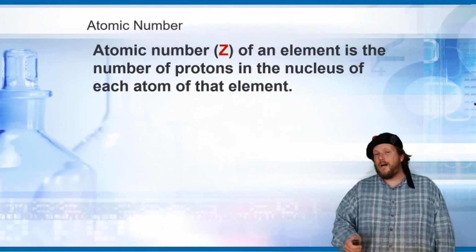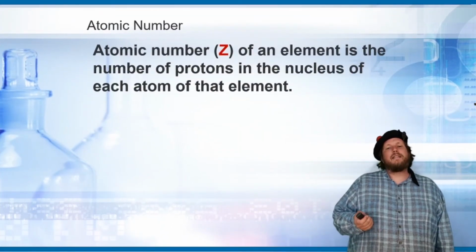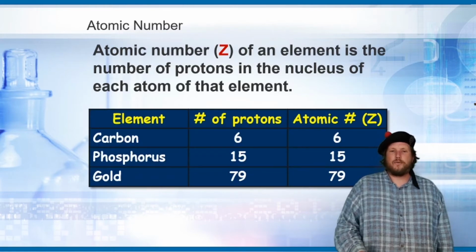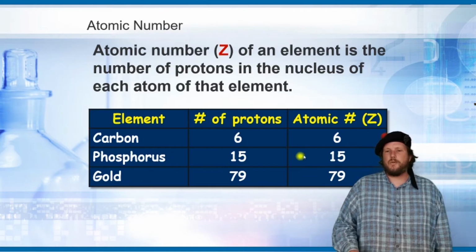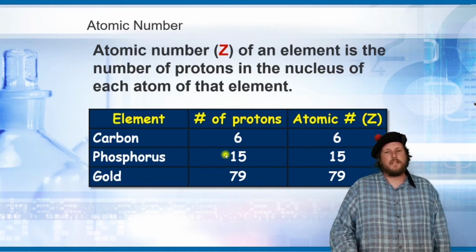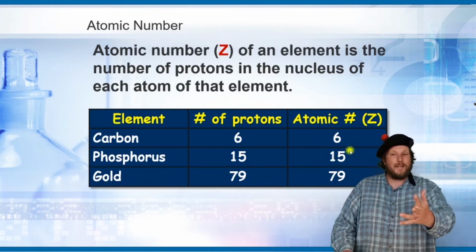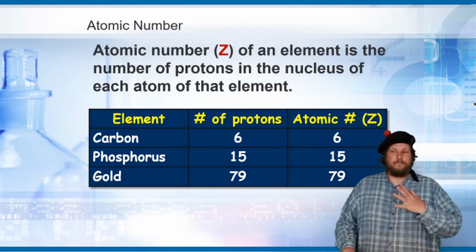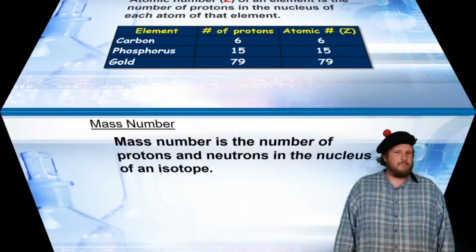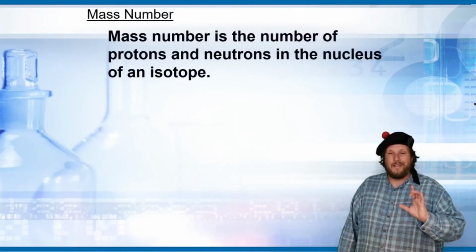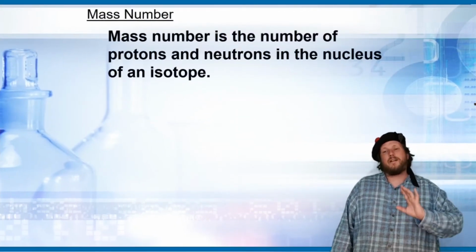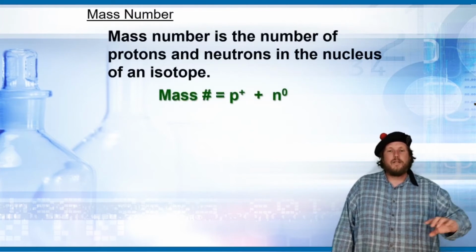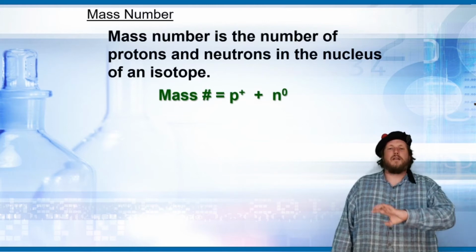The atomic number of an element, or Z, is the number of protons in the nucleus of each atom of that element. So for example, carbon has 6 protons. It has an atomic number of 6. Phosphorus has 15 protons, has an atomic number of 15. Gold has 79 protons and an atomic number of 79. The mass number is the number of protons and neutrons in the nucleus of any given isotope. So mass number is equal to protons plus neutrons.